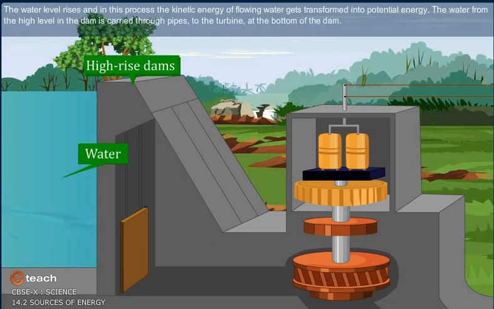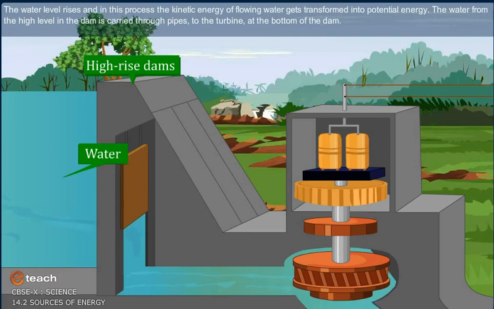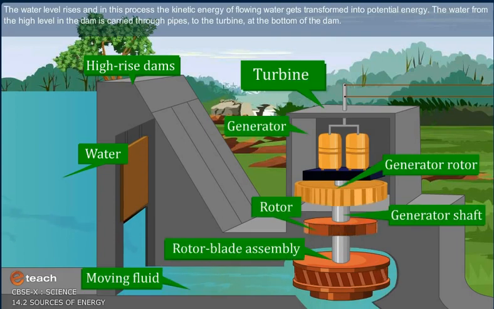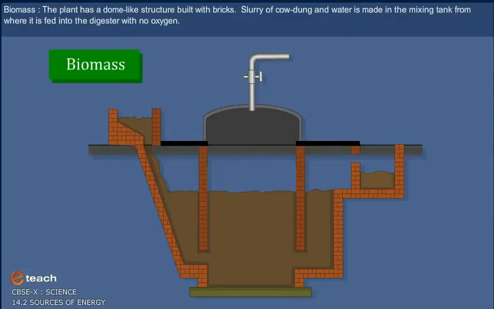The water level rises and in this process, the kinetic energy of flowing water gets transformed into potential energy. The water from the high level in the dam is carried through pipes to the turbine at the bottom of the dam. Biomass. The plant has a dome-like structure built with bricks.